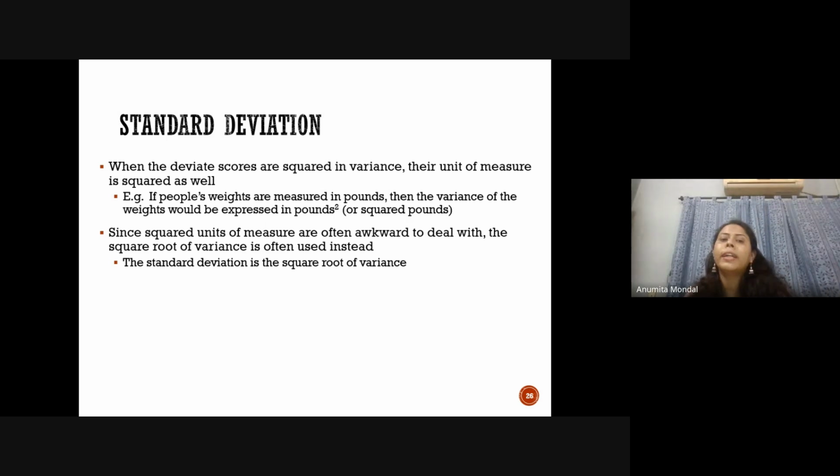Standard deviation: when the deviation scores are squared in the variance, the unit of measure is squared as well. Suppose a pupil's weight is measured in pounds, then the variance of the weight should be expressed in pounds square. Since the squared unit is often awkward to deal with, we just take the square root of the variance and it gives you the standard deviation.